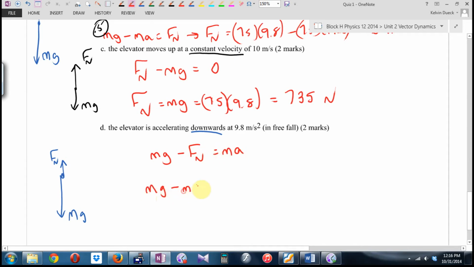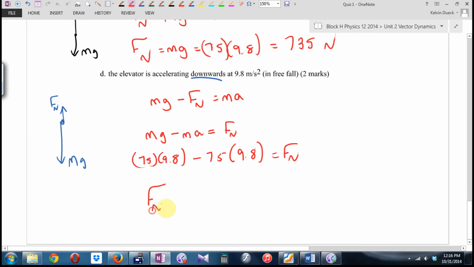mg minus ma equals Fn. 75 times 9.8 minus 75 times, what's my acceleration? 9.8. That's a proof of why it's 0. If you knew enough to just say 0, you get 2 out of 2. But there's the free body diagram algebraic proof.